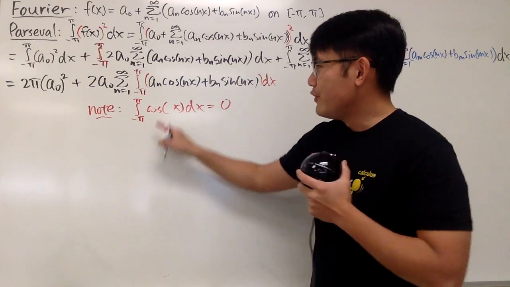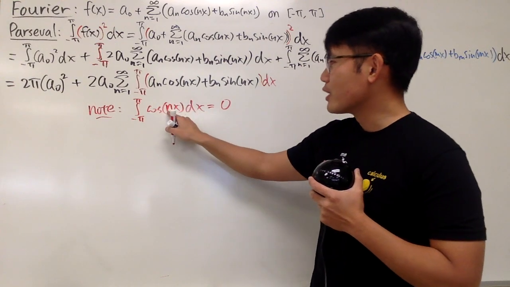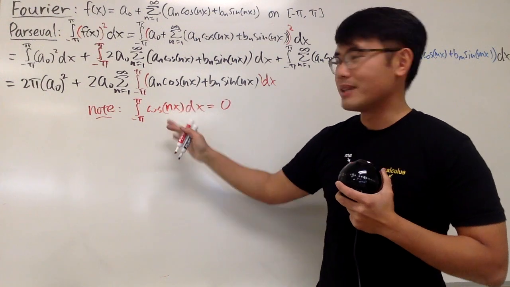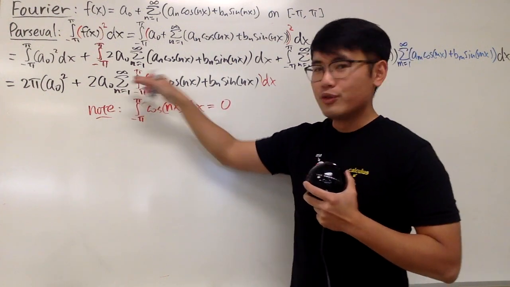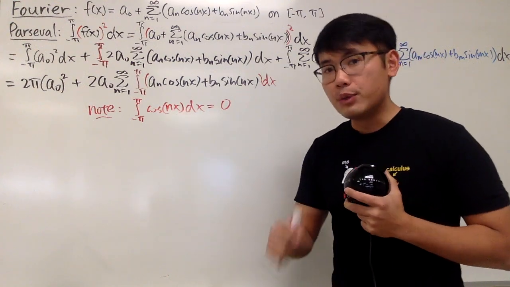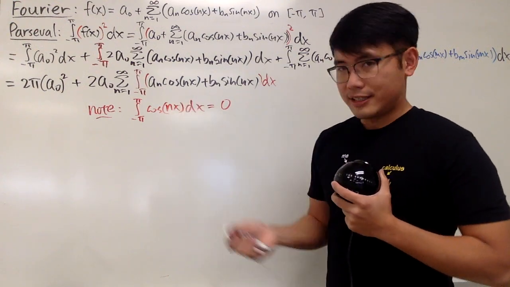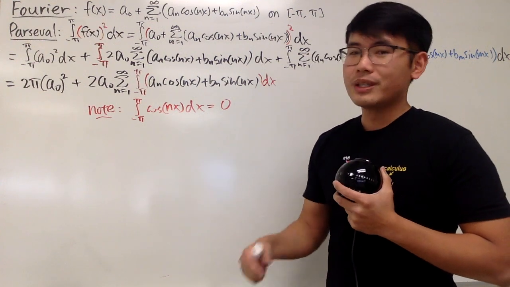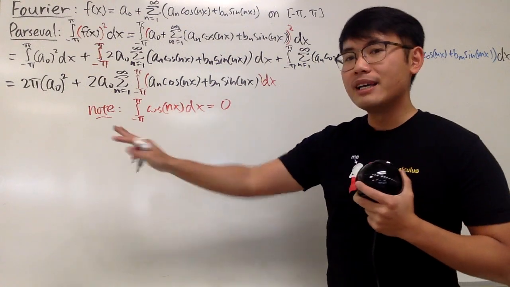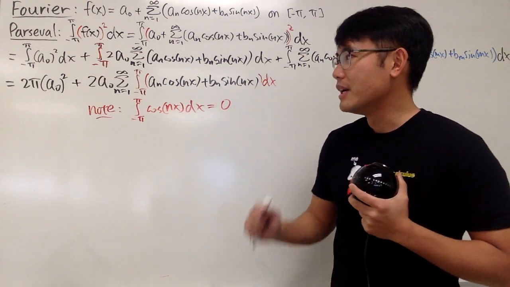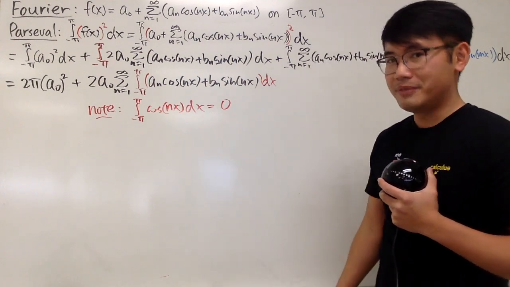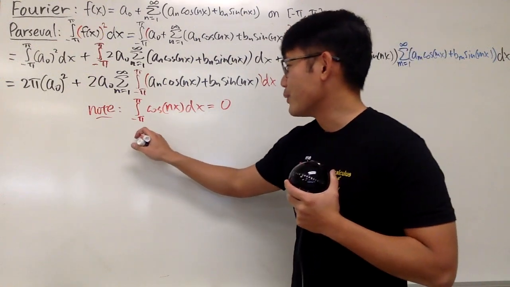But guess what? If you have cosine of any constant multiple times x, well, n has to be a whole number, right? And we are having whole numbers, right? 1, 2, 3, 4, 5, up to infinity, all that. Anyway, cosine of nx, integrate that, you will get 1 over n times sine of nx. Putting in pi, sine of n pi, when n is an integer, is 0. Putting in negative pi, we also get 0, so everybody is 0. Nice.